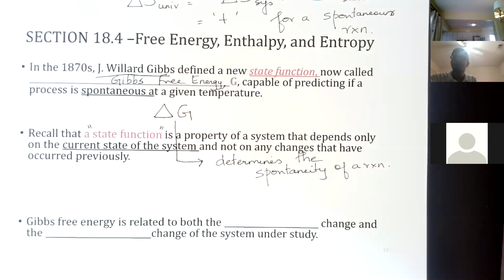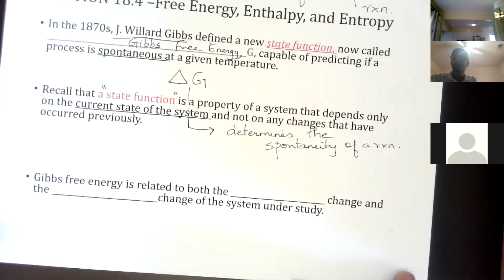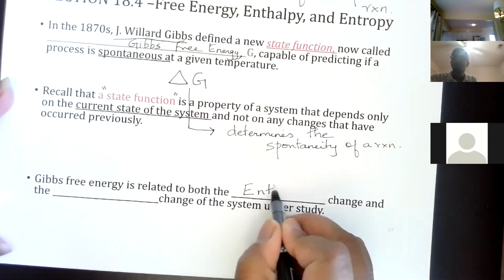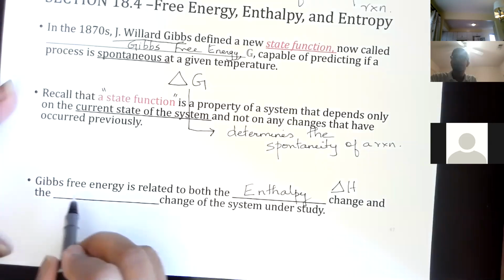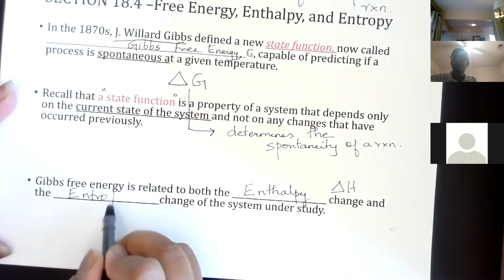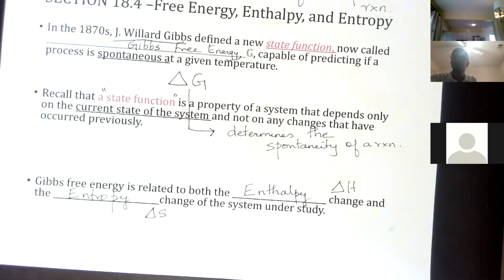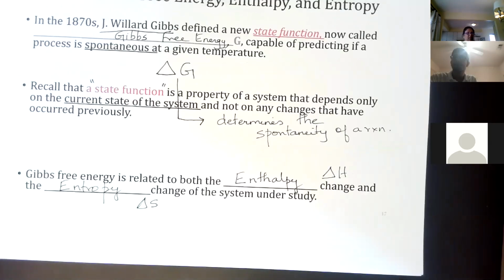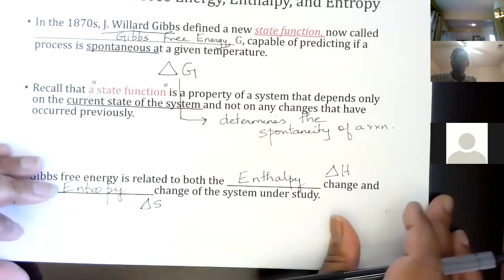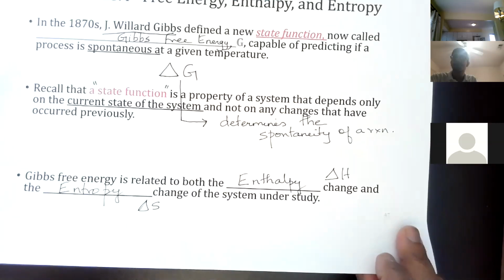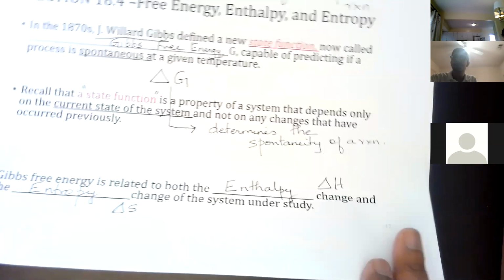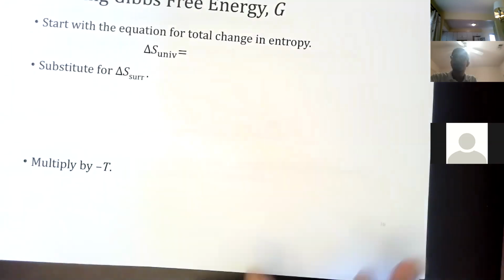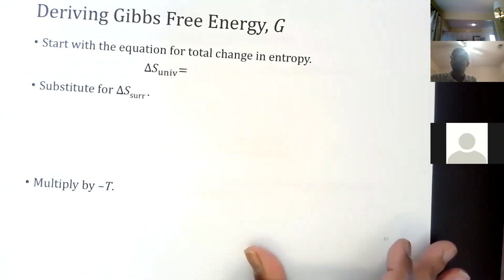Gibbs free energy is related, we'll see how, both to the enthalpy change, that is delta H, right? Change is delta. And what's the other one? Entropy change, delta S. And delta S universe was already related to the enthalpy change, but they're putting it all together just to make it more convenient. So here they're showing the relationship.